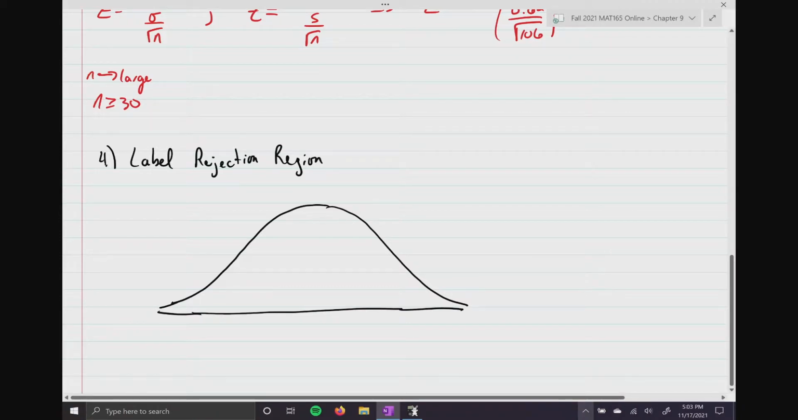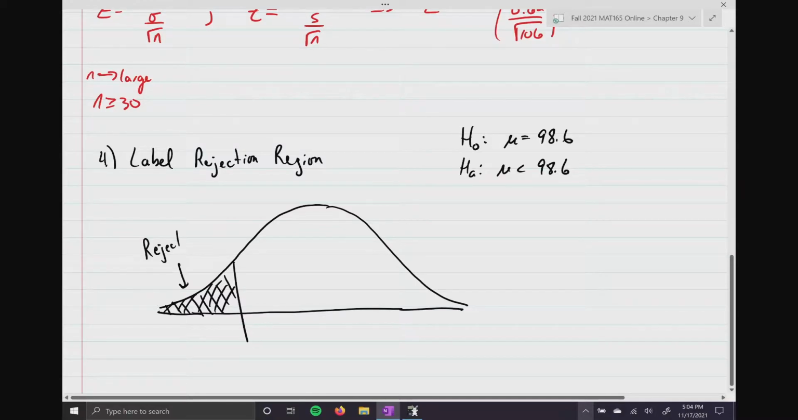Now, we know that our hypotheses, the null is mu equals 98.6. The alternative, mu is less than 98.6. So according to the alternative hypothesis here, we have a left tail test. Remember, I went over that in the first video. So this is going to be a left tail test. Now, this is my rejection region, and what we're talking about is reject the null. This is going to be my fail to reject region.